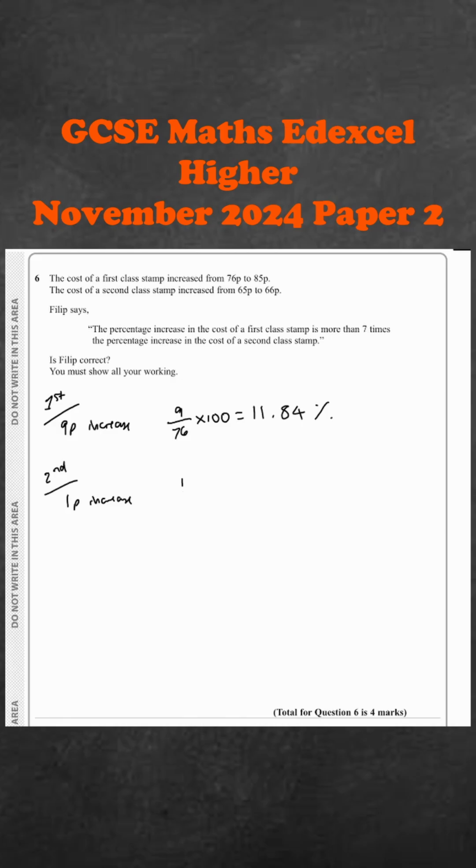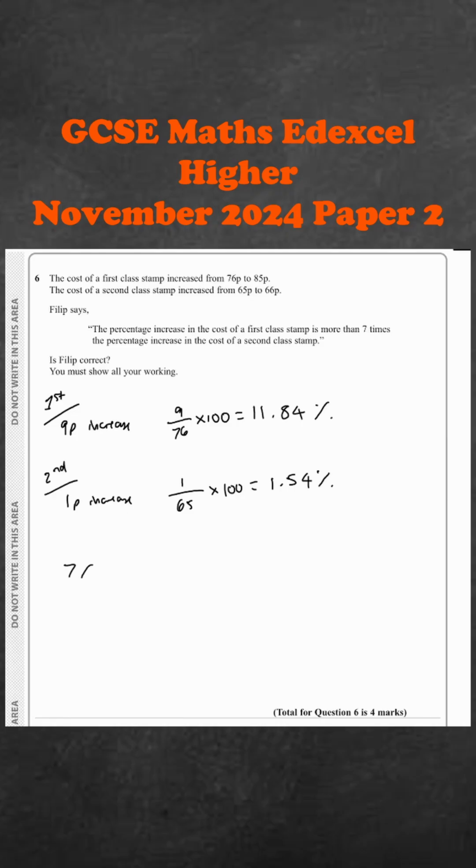For a second class stamp, we've got a 1p increase. So we're going to do 1 divided by the 65 that we had originally, times by 100. 1 divided by 65 times by 100 gives us 1.54%, roughly.